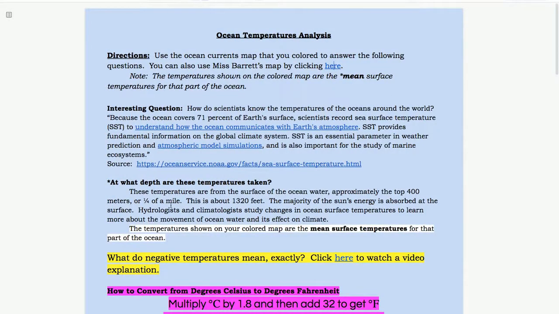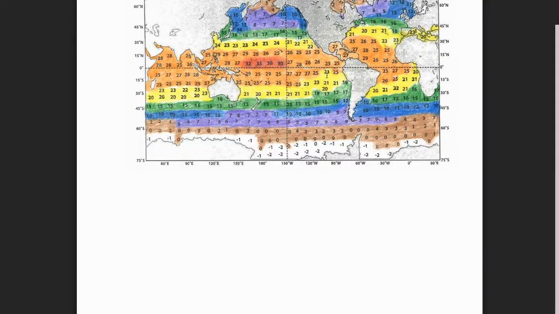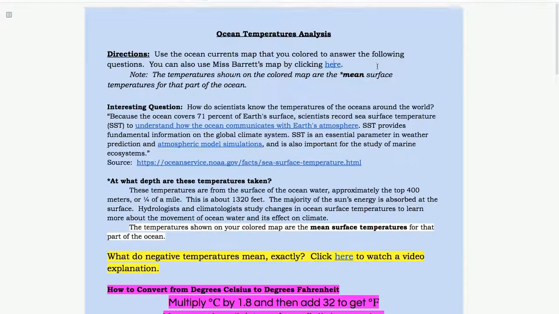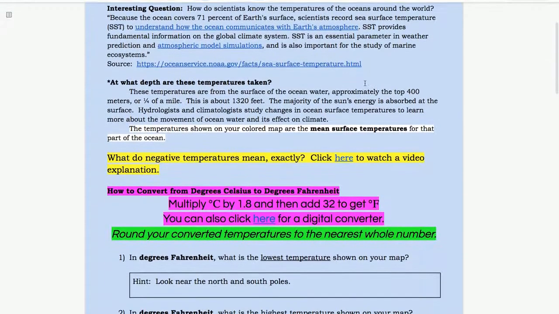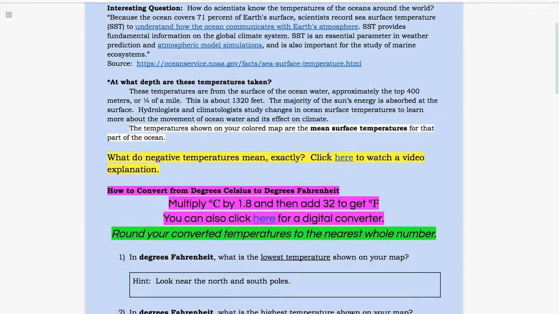And also, you want to know that the temperatures were taken not very far down into the ocean, only about a quarter of a mile. We do want to review what negative temperatures mean, so it is helpful to click here to watch a video explanation. We have negative temperatures in degrees Fahrenheit, which are very cold temperatures. There are also negative temperatures in degrees Celsius, and those are very cold as well.